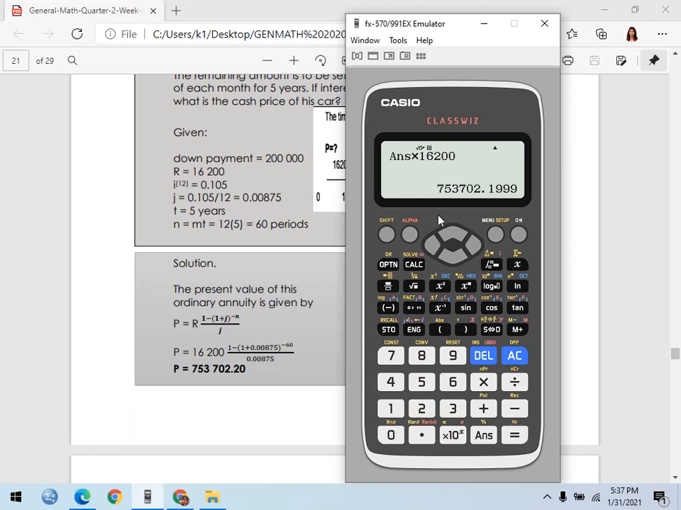Okay, so present value is 753,702.20. So, round off natin. That will be 0.20. Now, present value pa lang yun. Again, ang tinatanong niya is the cash price of the car. So, i-add nyo yung dinagdag niya or yung binayad niya na down payment, which is 200,000.